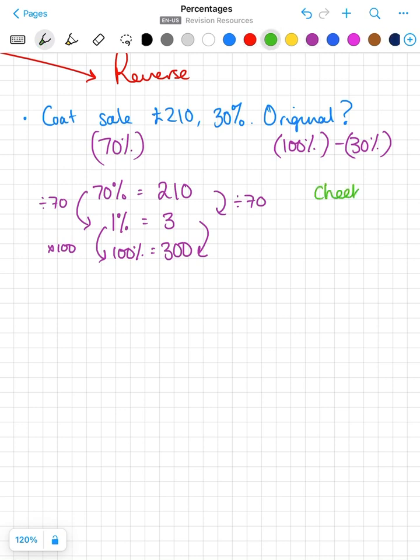Now, the great thing about reverse percentage questions is you can check your answer. So if my original price of the coat is £300, 10% is 30, 30% is £90. If I've got £90 off of a £300 coat, the sale price of that coat is £210. And these match up.